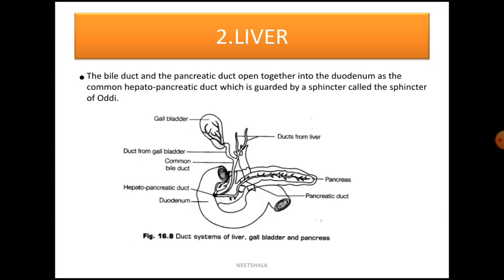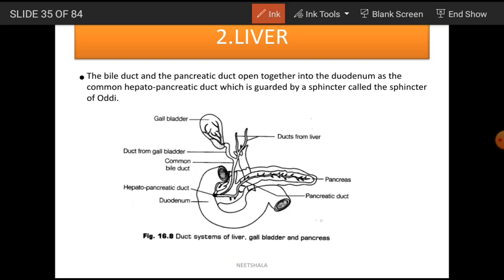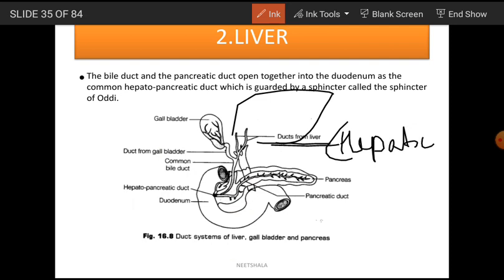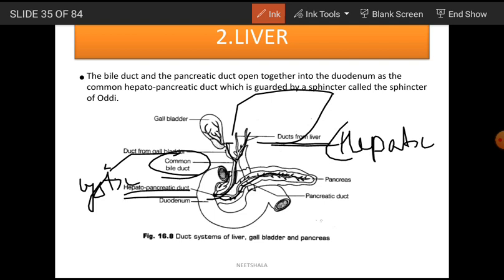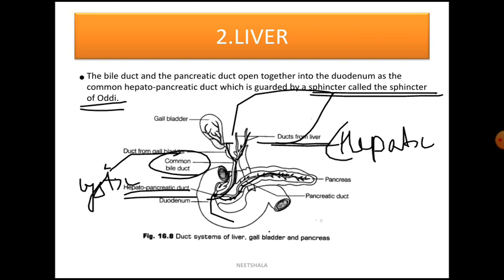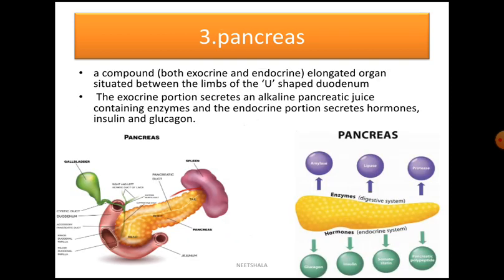So over here, this is the picture, exact picture from NCERT to make your study easier. You can see over here, this is the liver. यहाँ पे liver होता है. So from the liver, the hepatic duct. This is known as the hepatic duct. And this is known as the cystic duct. Now these two have combined to form common bile duct. This is the pancreatic duct. These two are now going to combine to form the hepatopancreatic duct. Hepatopancreatic duct is going to open into the duodenum and it is guarded by a sphincter which is known as the sphincter of Oddi.